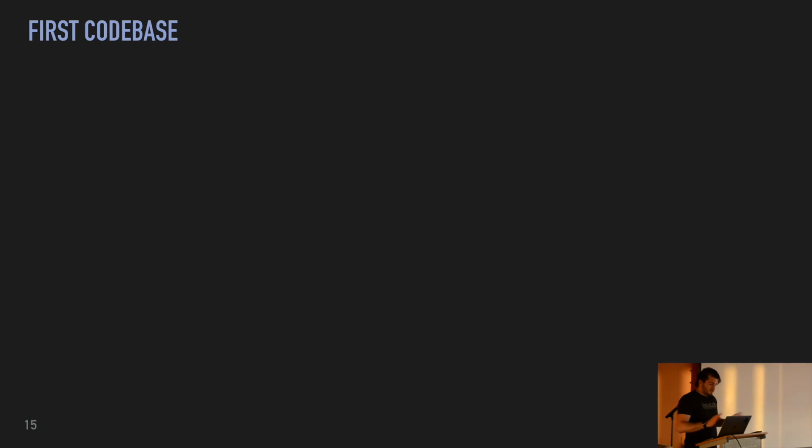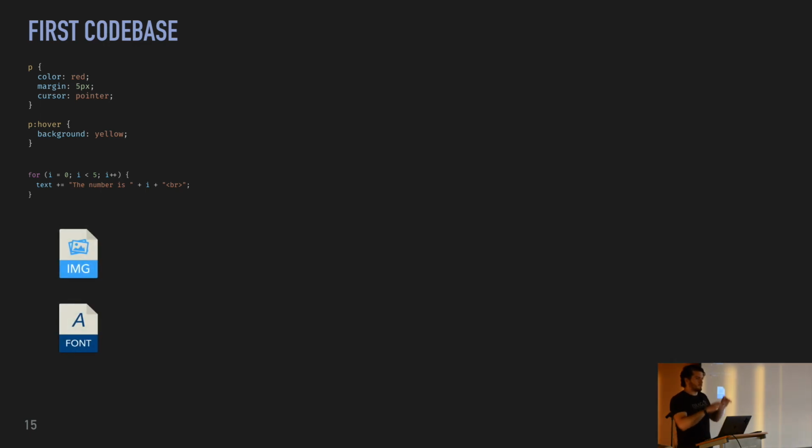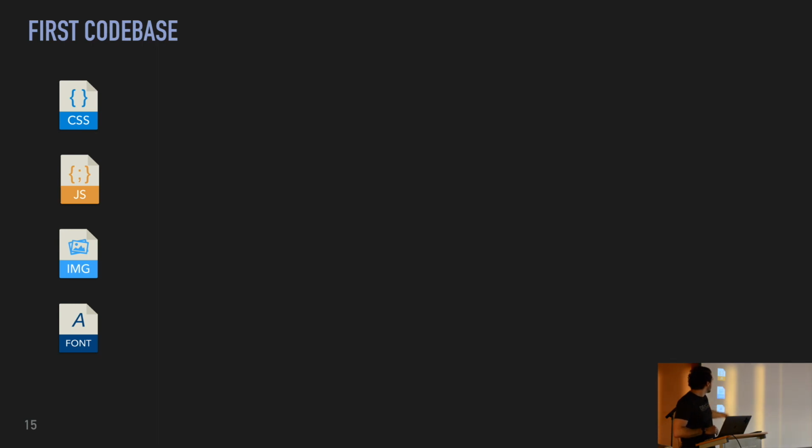So let's get into it. It's about 2008, right? So this is Billy's first code base. So he has this CSS, and don't worry, code's not going to be this small again. I promise you that, because we're going to be working with files, right? Images of files. So he has this CSS, he has this JavaScript, and he has an image file and a font file.